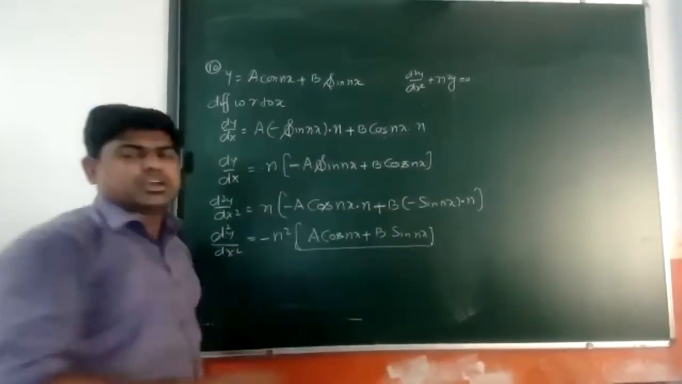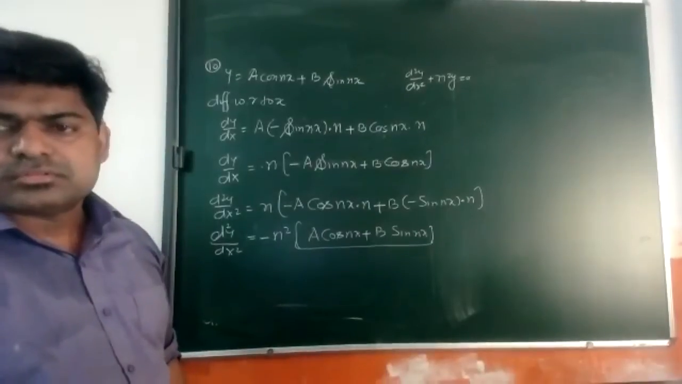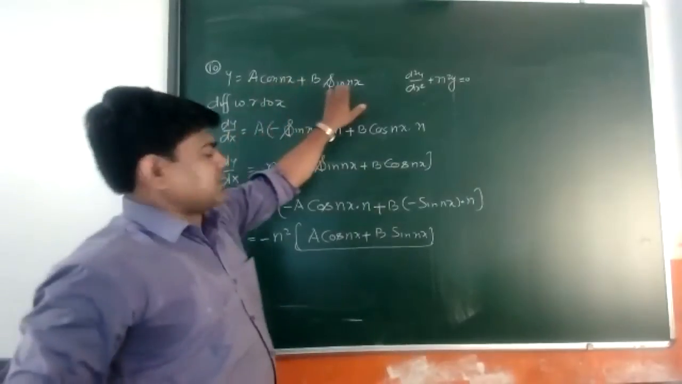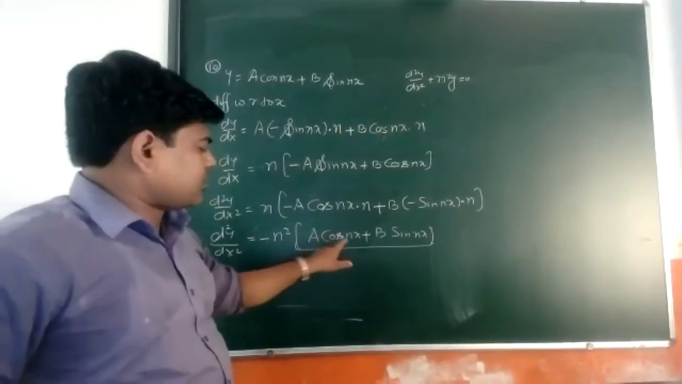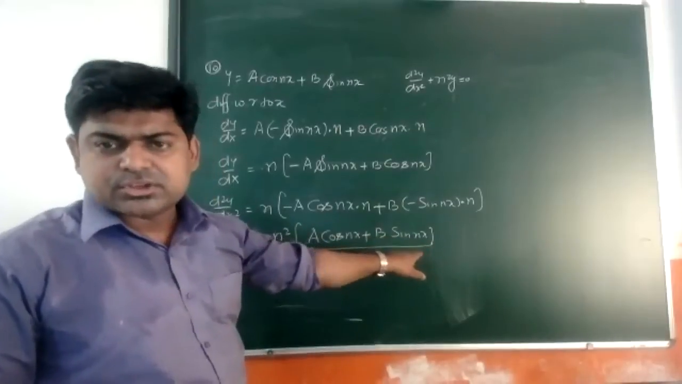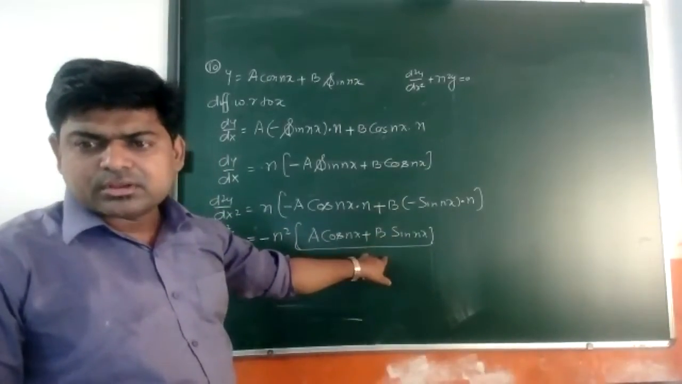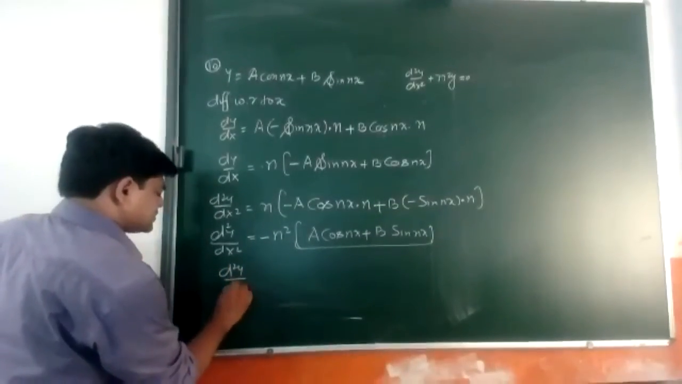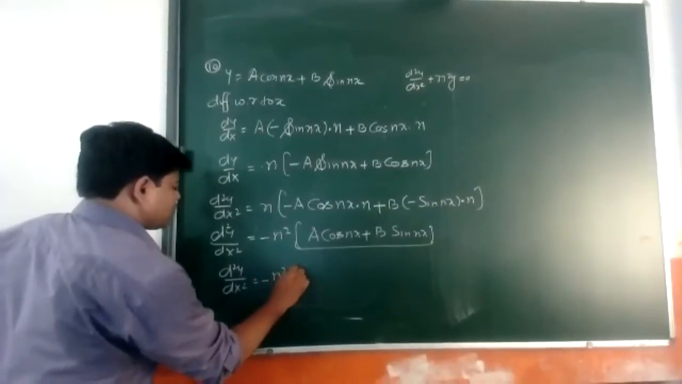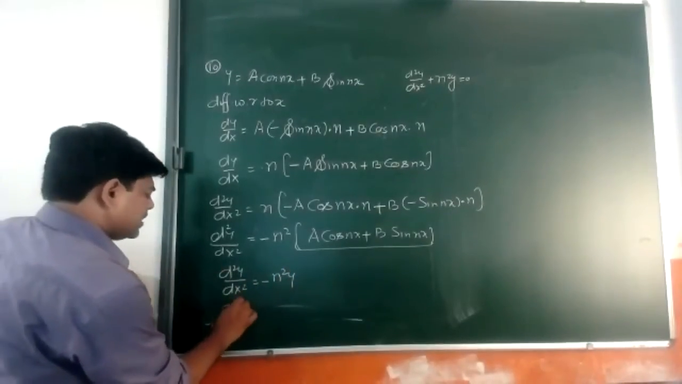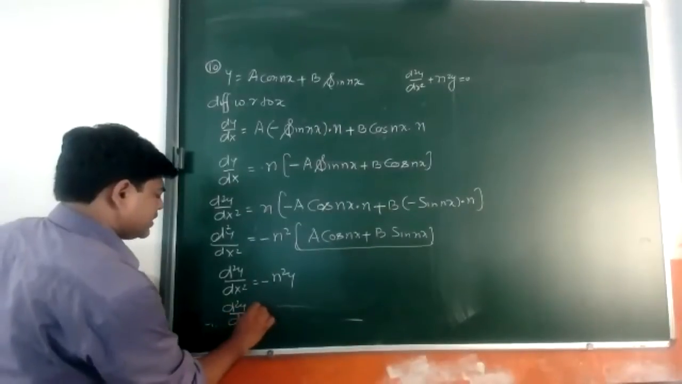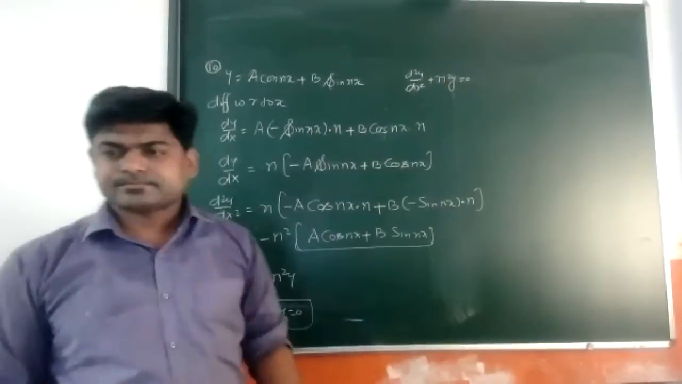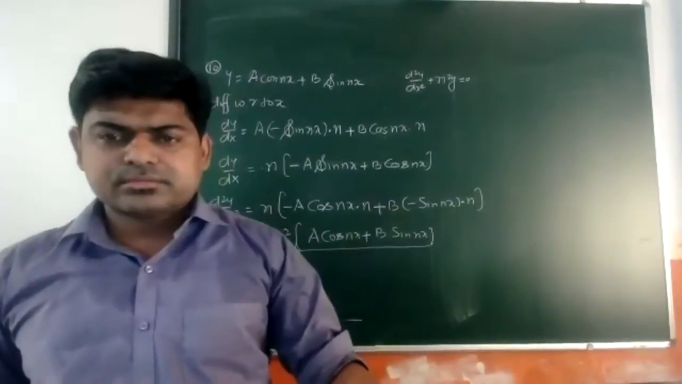Now see your result. This bracket can be written as y, since y is equal to a cos nx plus b sin nx. Here also you can see a cos nx plus b sin nx, so it can be written as y. Then we have d2y by dx square is equal to minus n square y. When I transpose, I will get d2y by dx square plus n square y equal to 0. This is your result. Okay, you are getting me?